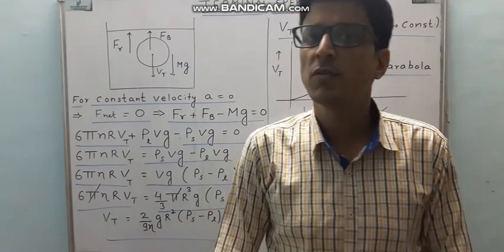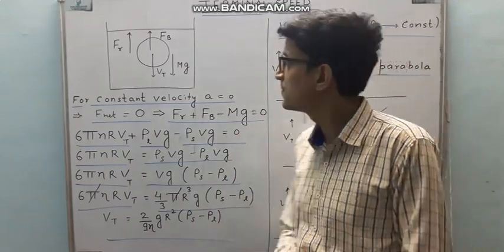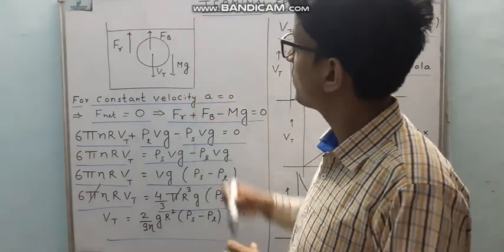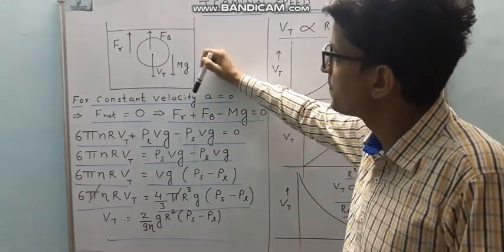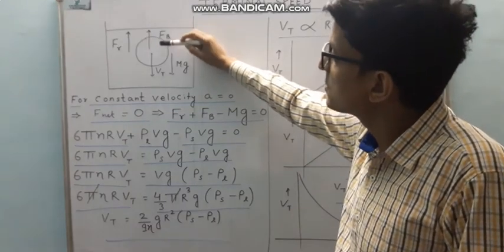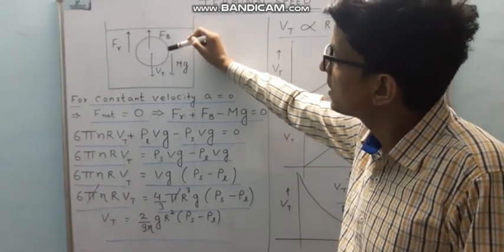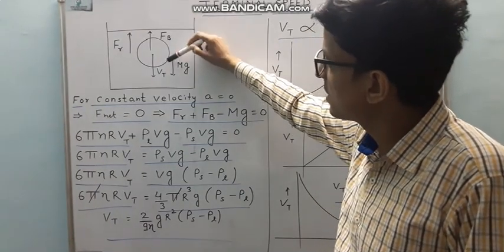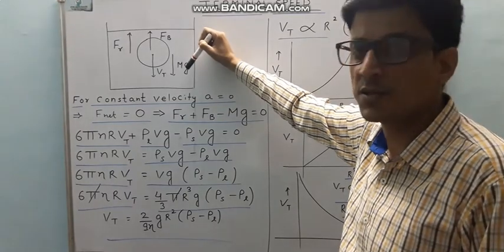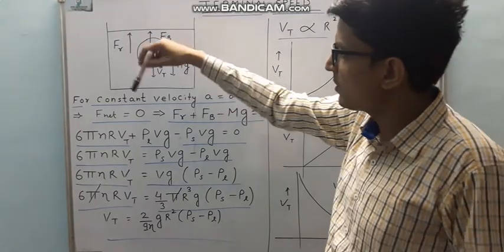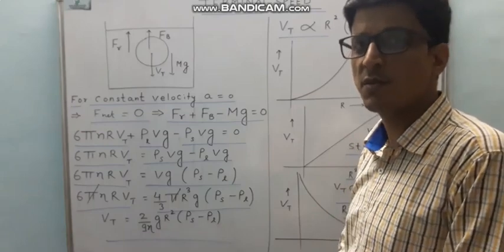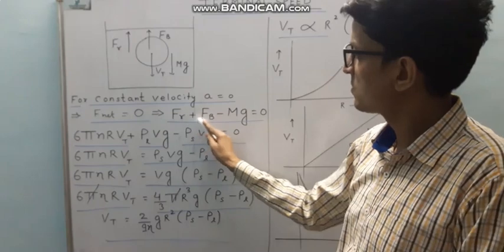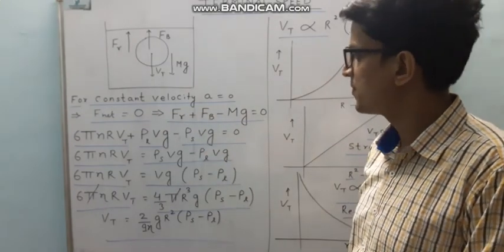So let's look into the things with proper perspective. Suppose this is a sphere and it's moving with the constant speed Vt. The forces acting on the sphere will be buoyant force in vertically upward direction, resistive force in vertically upward direction, and weight in vertically downward direction. And we know that if velocity is constant, then acceleration will be zero, so net force will be zero. That means resistive force plus buoyant force minus mg is equal to zero.